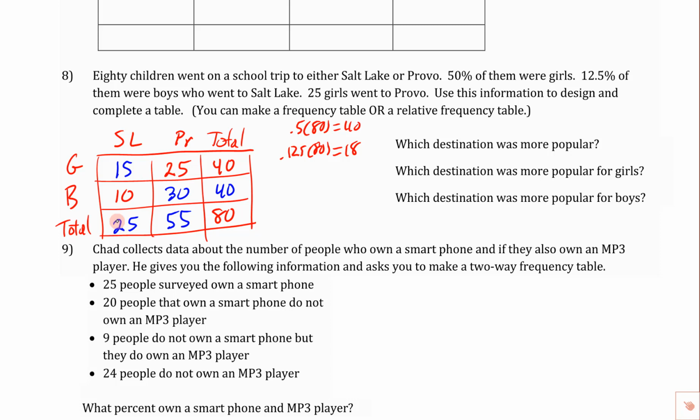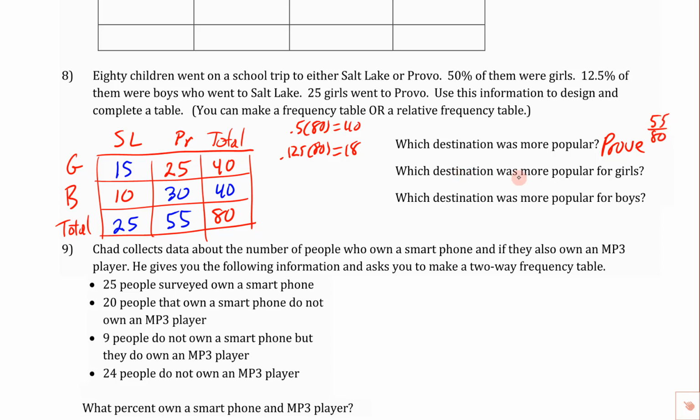Which destination was more popular? Well, if we're just talking destinations, we're going to ignore the girl-boy thing and just look at Salt Lake and Provo. It looks like Provo was more popular. So we're going to write Provo here. Okay, and we're going to say 55 out of 80.